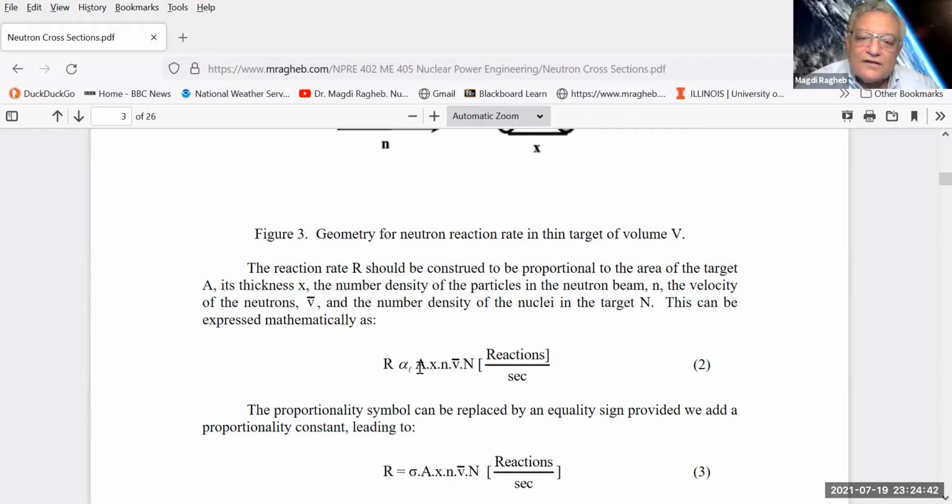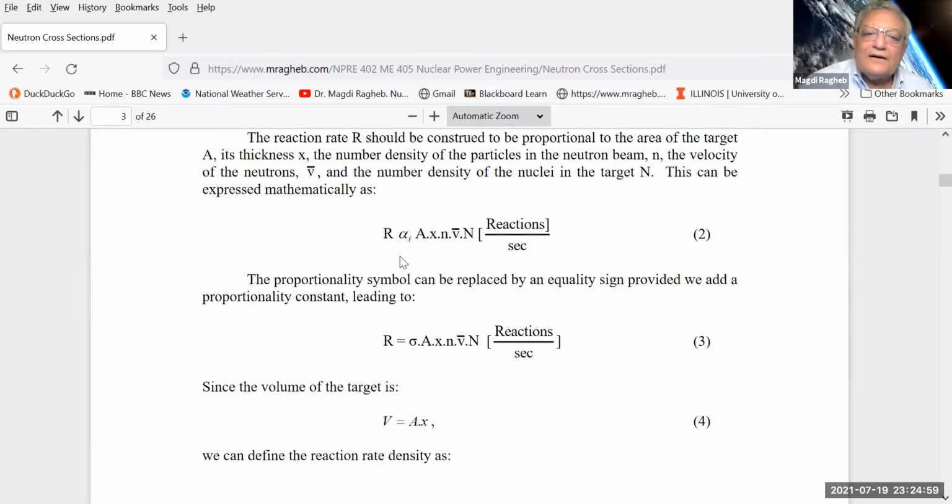So we cannot think about any other variable that would affect that reactions per unit time. And this is a proportionality constant. And in mathematical physics in general, when you have a proportionality, we can replace it by an equal sign provided we add a proportionality constant. So let us get rid of that proportionality symbol here, replace it with an equal sign, and add a proportionality constant that would be sigma from the Greek alphabet, the small sigma.